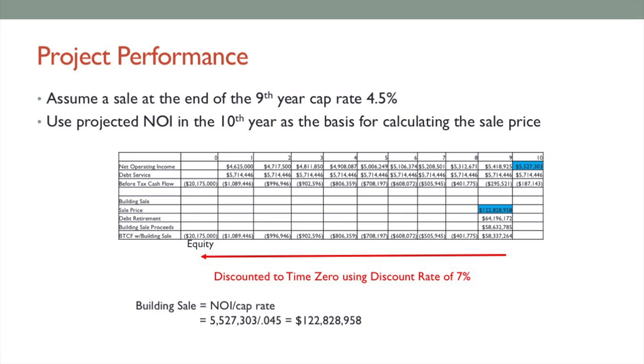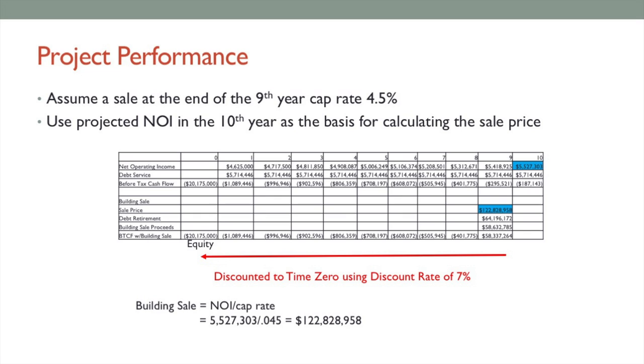I know my NOIs, so now I have to figure out what is the building value that's incorporated into my calculation. Well, I take the NOI, and I'm assuming it's a 9-year sale. I'm assuming I'm selling this building in 9 years. That doesn't necessarily mean the developer will sell it. It's a way to assign a value to the asset that gets incorporated into the return rate.